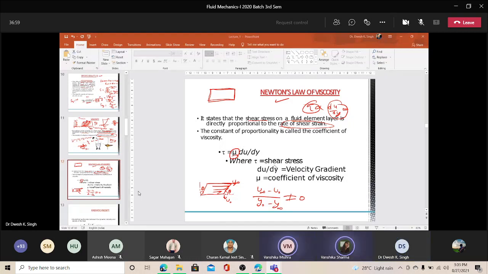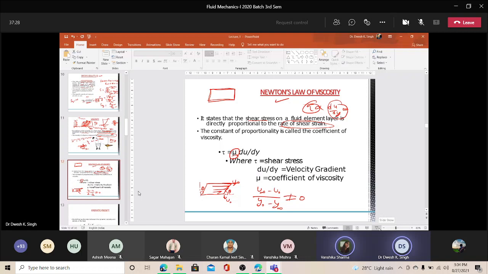So you are talking about that it is directly proportional to the development of the shear strain. Yes, proportional to shear stress. Can you please explain shear stress once again, how it is developed in that liquid? Okay, so is this screen visible? Let me repeat this.